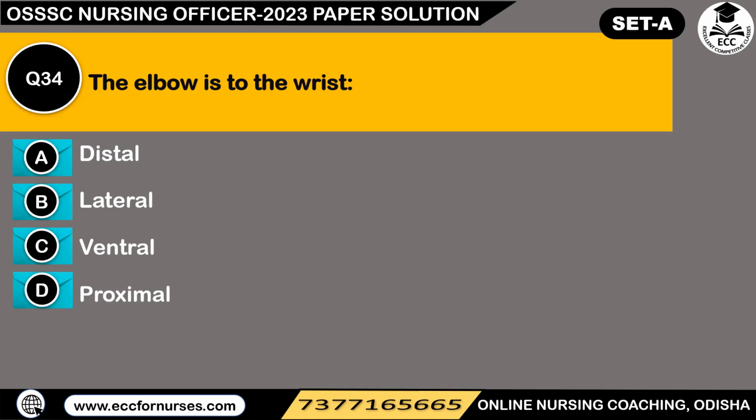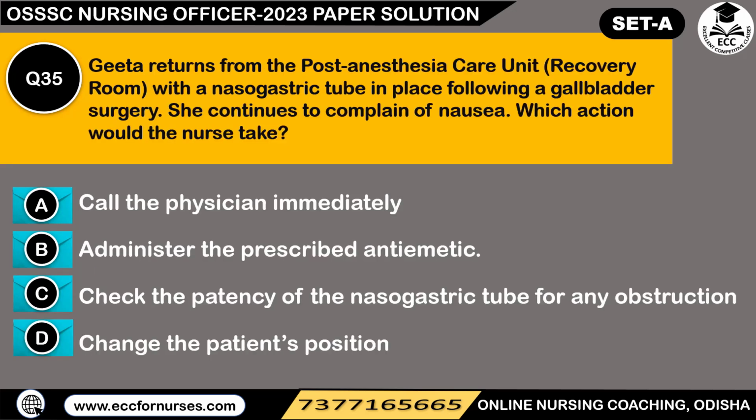Question number 34. The elbow is to the wrist. Elbow wrist के हिसाब से कहाँ पर है? wrist के हिसाब से elbow कहाँ पर है? तो आंसर is option D, proximal.